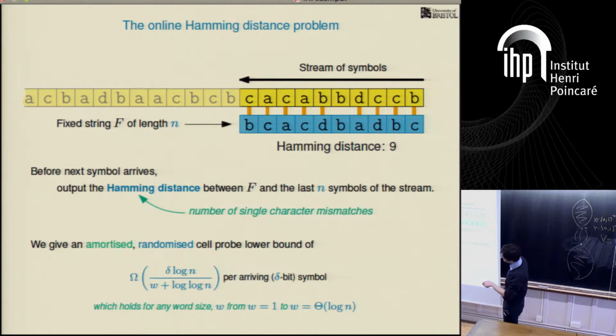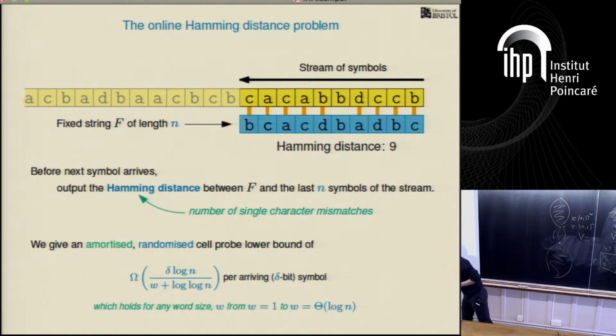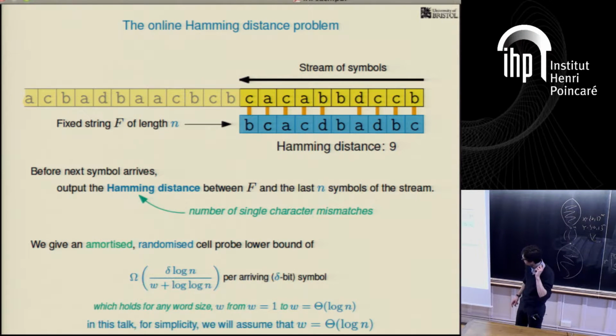I'm going to start by recapping the cell probe model. The first thing to say about this is any cell probe lower bound also gives you a time complexity lower bound in the RAM model. So if you prefer to think of it as a normal time complexity lower bound in the RAM model, you can think of it like that. The second thing to say is this is an improvement of a previous result we had.